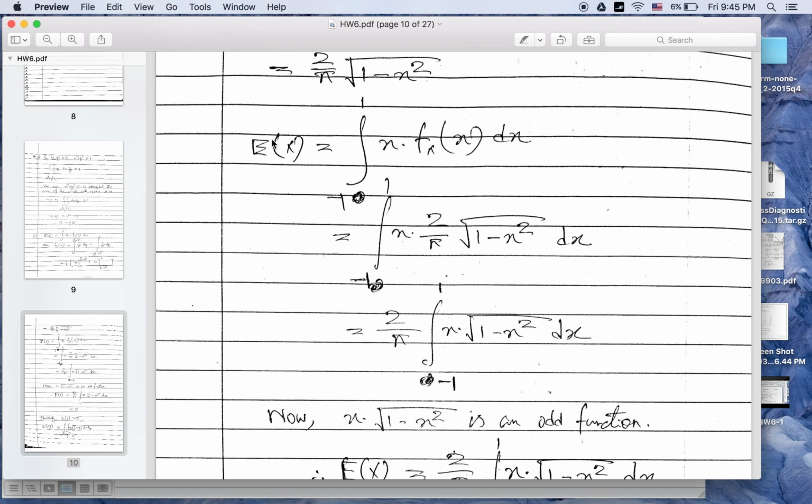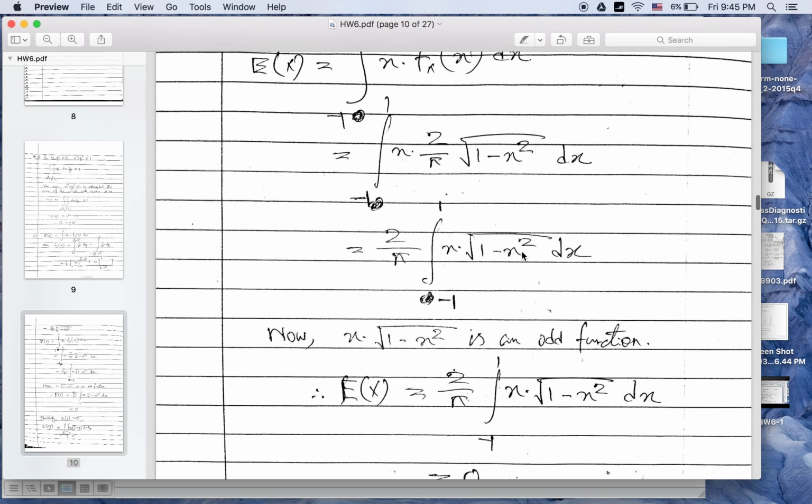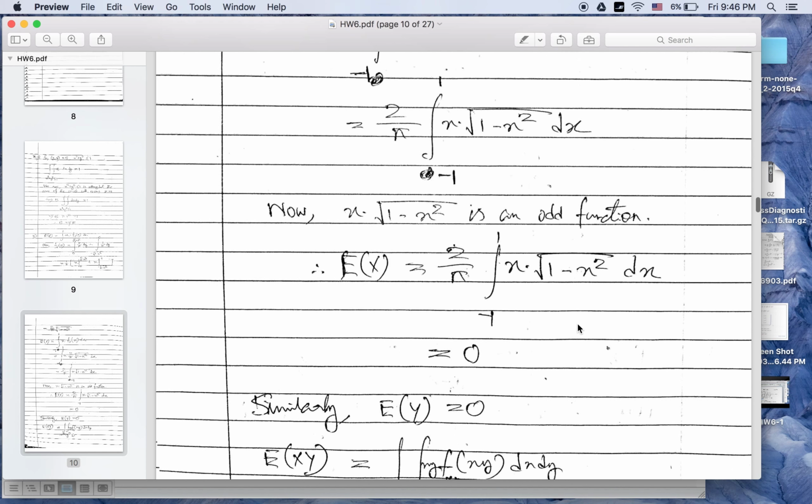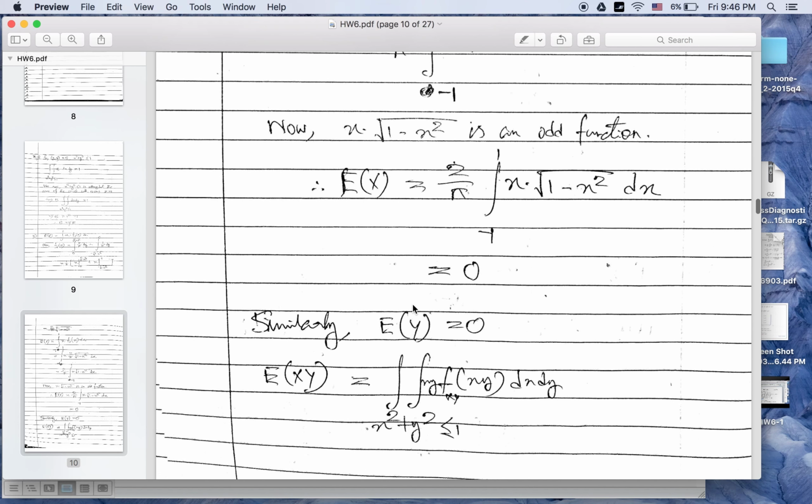So now we calculate expectation of x. That is the integration from minus 1 to plus 1 of x into fx dx, and we put the value of fx, which is 2 upon pi into square root of 1 minus x square, and this comes out to be an odd function. We know that the integration of an odd function over the two sides of 0 is always 0, so that gives us 0. Similarly, the expectation of y also gives us 0, and now we calculate expectation of xy.